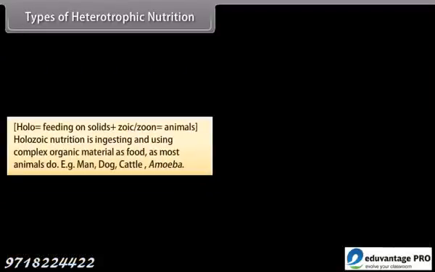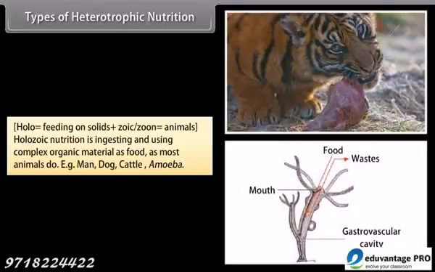Holo means feeding on solids, and zoic, zoon, means animals. Holozoic nutrition is ingesting and using complex organic material as food as most animals do. That is man, dog, cattle, amoeba.